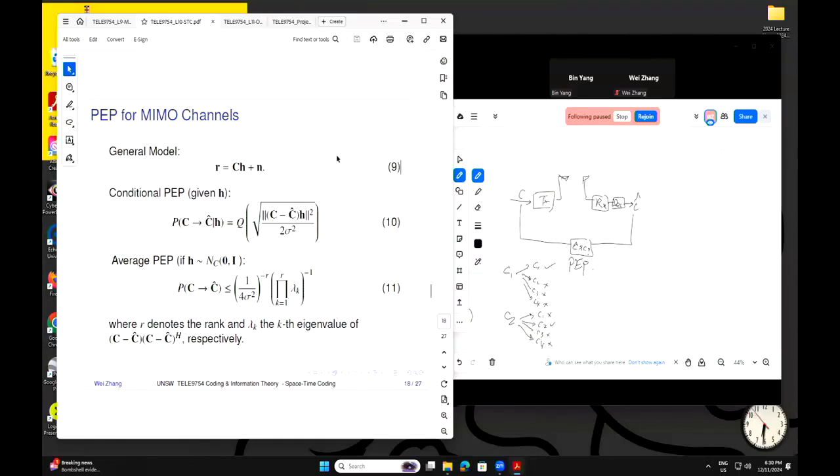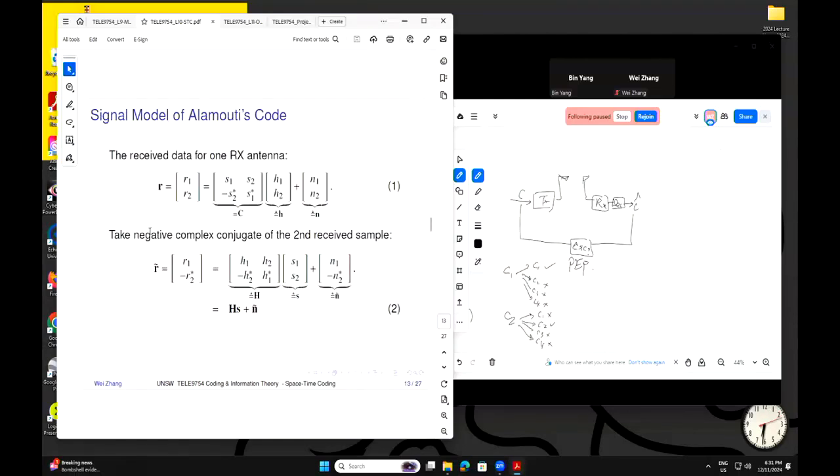That's equation 9, okay. For equation 9, remember, we send a code word C, right, from the transmitter side, through the channel H1, H2, that's called the channel vector. Corrupted by the noise, then you got the received signal R1, R2, right? That's the equation 1 I just mentioned. CH plus noise, okay. Then in the receiver, we try to detect the signal. We try to detect signals S1, S2.